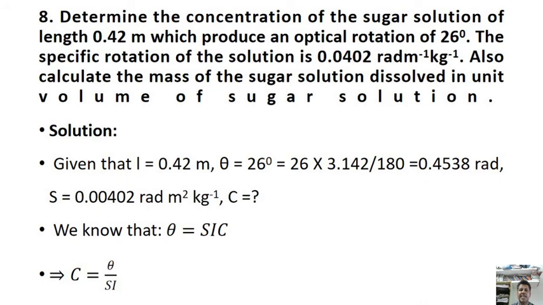Determine the concentration of a sugar solution of length 0.42 meter which produces an optical rotation of 26 degrees. The specific rotation of the solution is 0.0402 radians per meter per kg. Also calculate the mass of sugar dissolved in unit volume of the sugar solution.